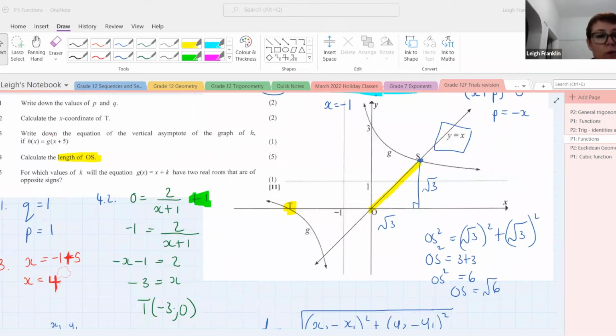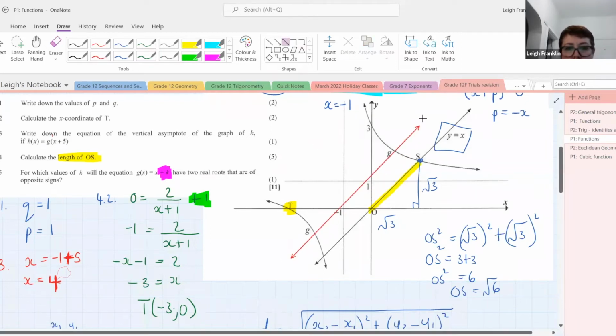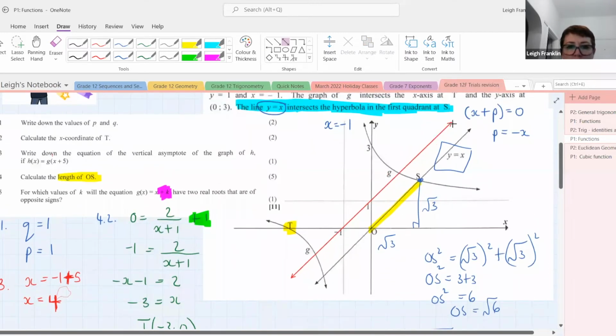Okay. All right, let's have a look at this last question. And it says to us here, for which values of k will the line g of x equals x plus k have real roots that are of opposite signs? Okay, so what does the letter k in g of x equals x plus k represent? Can anybody tell me what the k represents?